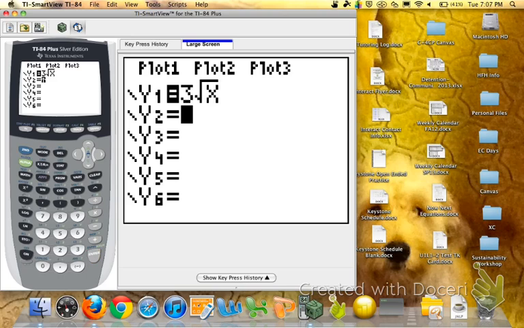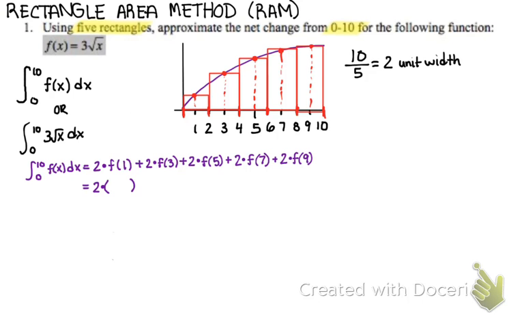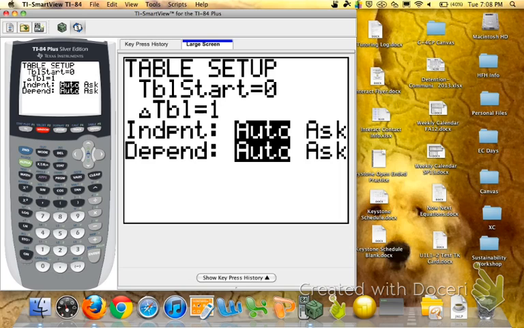And then I'm going to go to my table setup. And what I'm going to do is I'm going to look back on my example to decide what my table start and my delta table should be. So when I look back at this example, I know that the very first value I want to look up is f of 1, or the y value at x equals 1. So that's where I'm going to start my table. And then I notice as I look across here that it's skipping by 2, because each rectangle is 2 units wide, so to get to the next height it would be 2 units up. So that's what I'm going to make my delta table. Okay, so back to the calculator. I'm going to do just what I said. Make the table start at 1, make it count by 2.